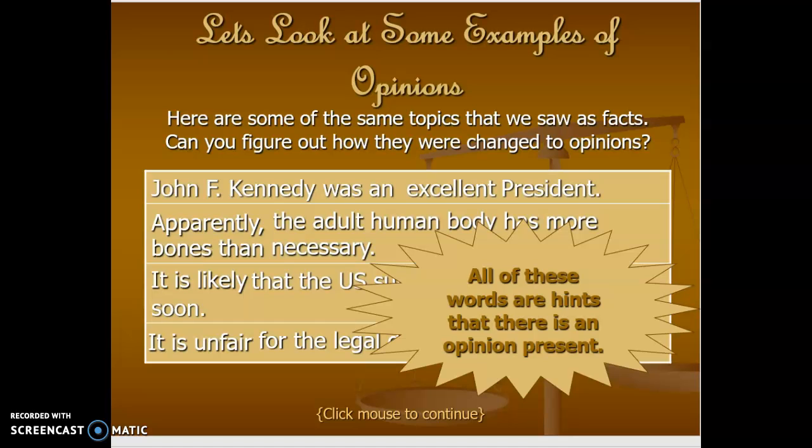Those all have words in them that shift from fact to opinion. Excellent, apparently, likely, unfair. They are somebody's opinion. Someone would say, well, JFK was not an excellent president. Or, how do we know there are more bones than necessary? What? Or why is that unfair? So using those loaded words switches the topic from fact to opinion.